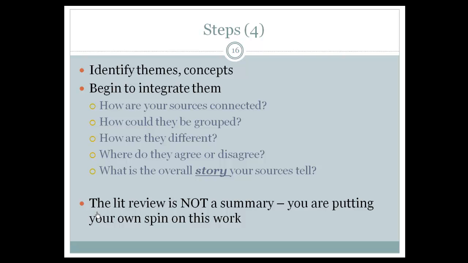But again, it's not just a summary of the individual articles. You're going to give us your own viewpoint on this. You're going to give us your own perspective and take some ownership of this, and give us the overall story here, rather than just individual summaries of works.